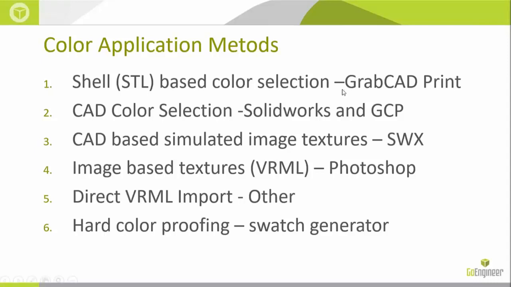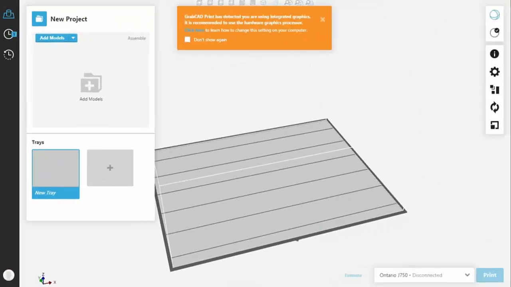Now that we've gone over the topics, I'm just going to go ahead and start with topic number 1. The first step to doing all of this will be to open up the GrabCAD Print software. So let me go ahead and open that up. Okay, you should see on my screen now the GrabCAD Print application with a J750 tray loaded.